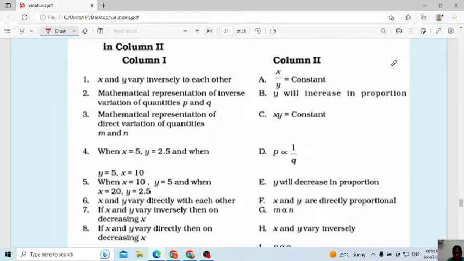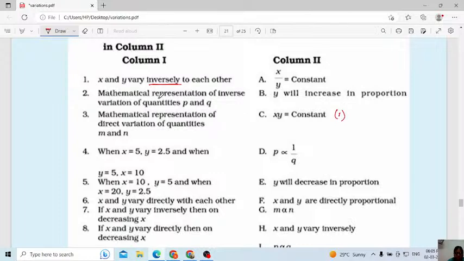What is the answer for the first one? Tell me. X and y, if you are not able to see, I will read. X and y are inversely proportional to each other. What is the meaning? Tell me the answer. Whether A or C, what is the answer here? X and y are inversely proportional to each other. Yes, C. This is the first.